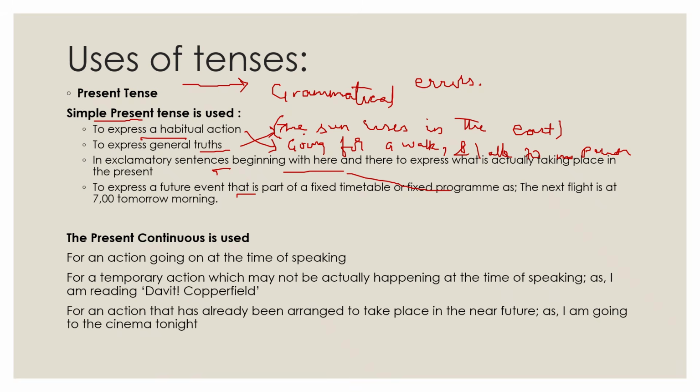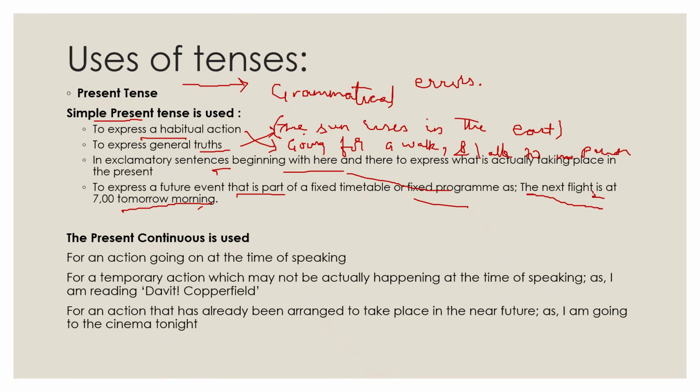To express a future event that is part of a fixed timetable or fixed program. You can see in the example which I mentioned here, the next flight is at 7 a.m. tomorrow morning. Here, some action which is fixed for tomorrow, that you can use in present tense. There is no change in that, so you can use it in the present tense. Is at 7 a.m. tomorrow morning. Okay.